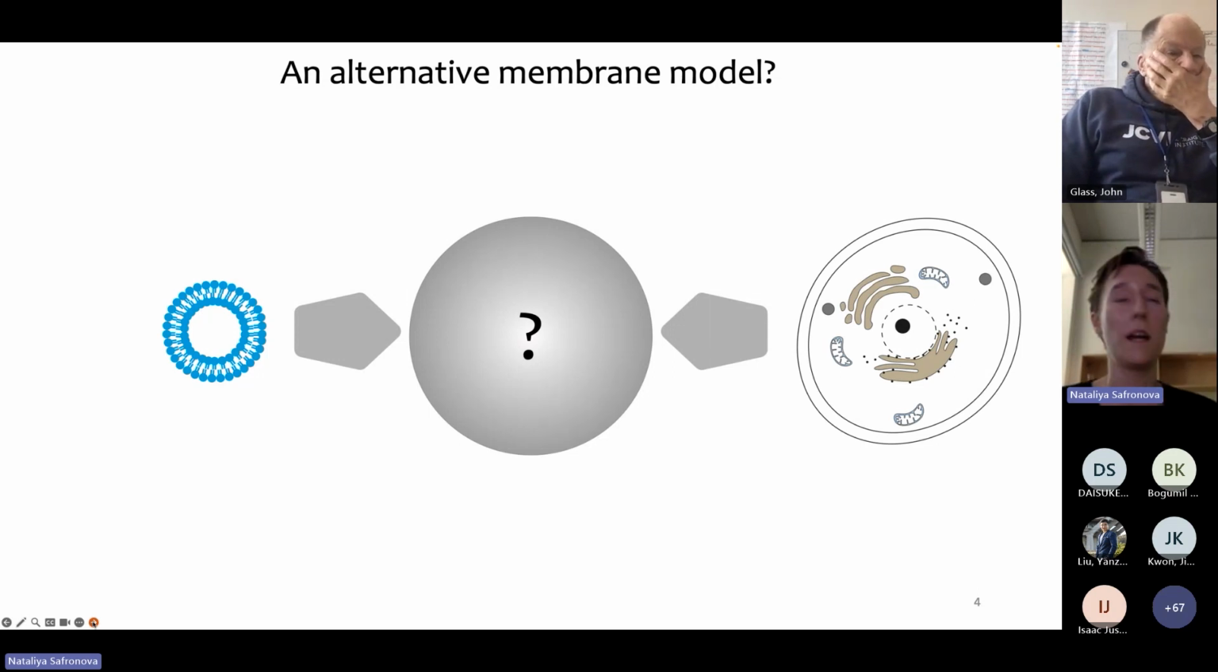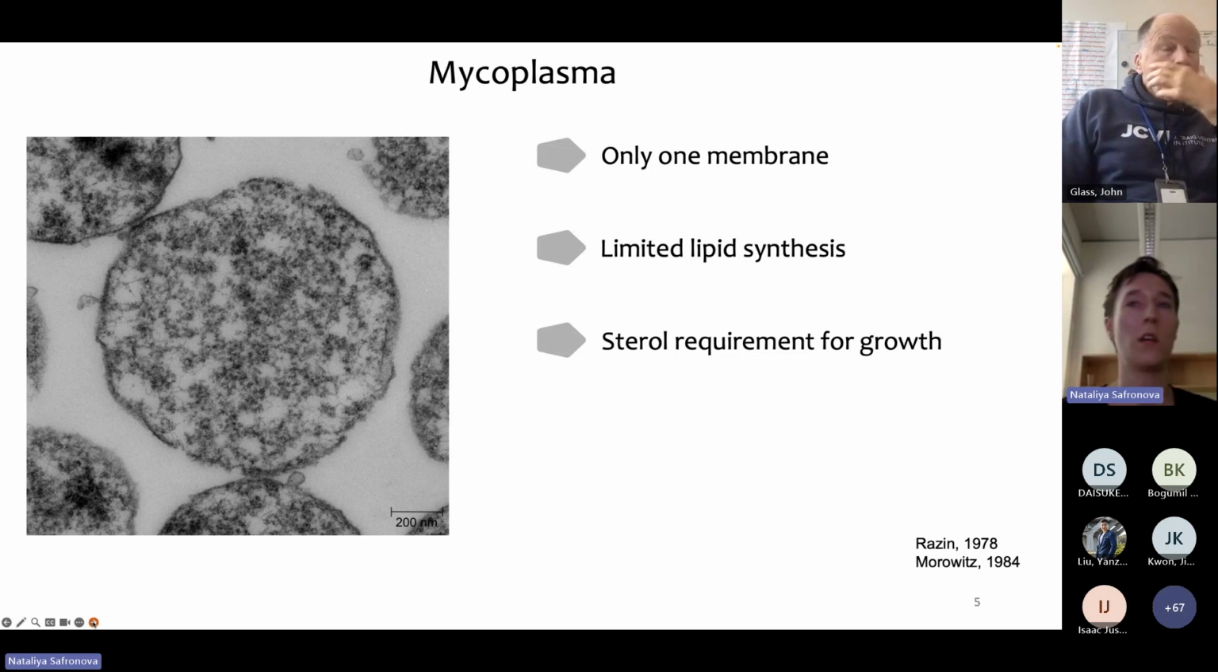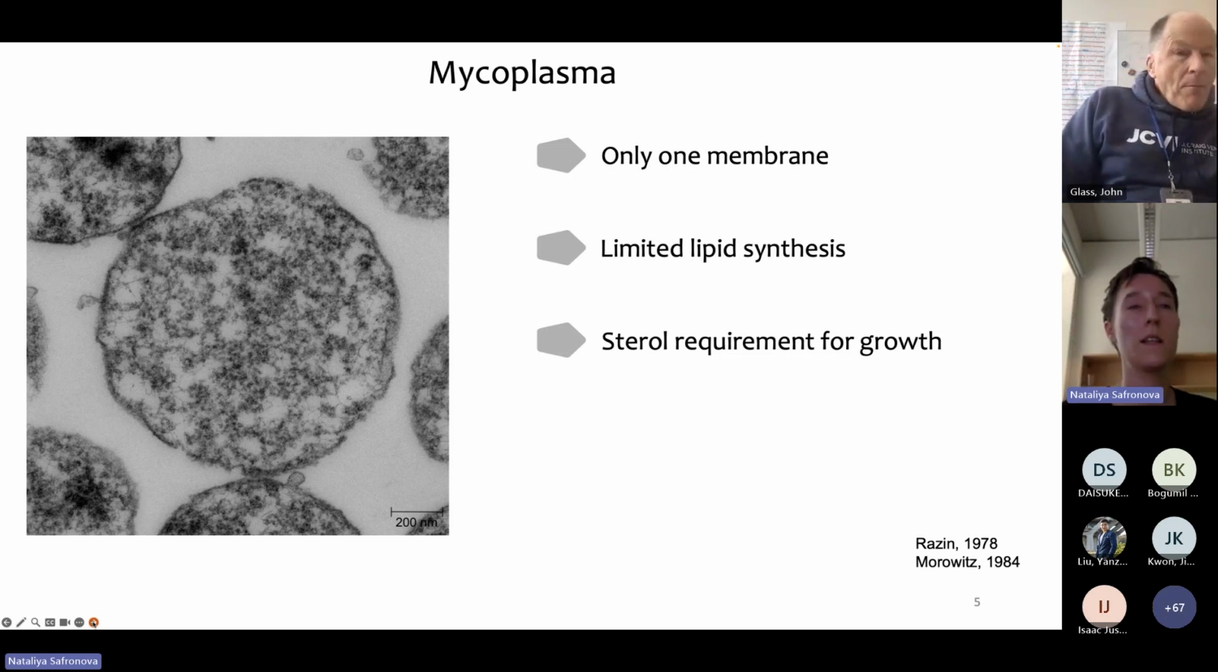And we found such a model in mycoplasmas, which we think are very exciting membrane model systems, because first off, they only have one membrane, so you do not need to go into elaborate separation experiments. They have a pretty limited lipid synthesis, so on average, they offer somewhat simpler membranes than other common membrane model organisms. And what's very interesting about these bacteria is that, as mammalian and avian parasites, they evolved to require sterols for growth, which is a very uncommon feature in the bacterial world, and makes membranes of mycoplasma somewhat similar to the mammalian membranes.